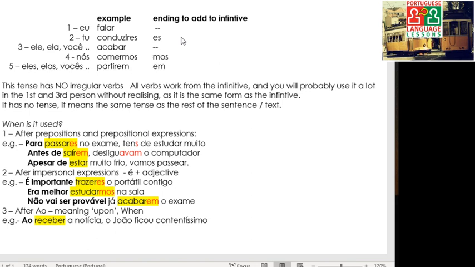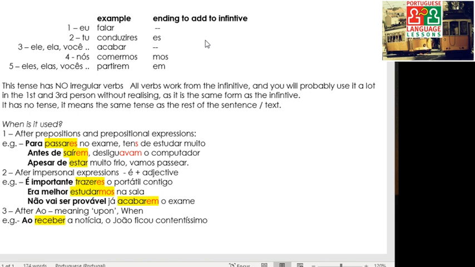Let's look at when we use it and some examples. We use it after prepositions and prepositional expressions like para, antes de, apesar de, no caso de, sem, etc. So, para passar no exame, tens de estudar muito. So, in order to pass the exam, you have to study a lot.